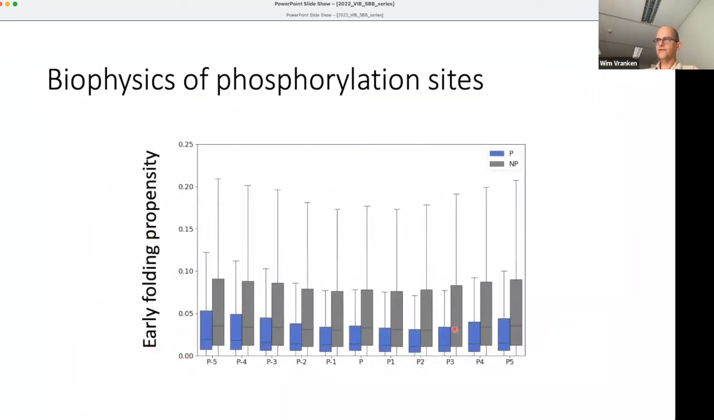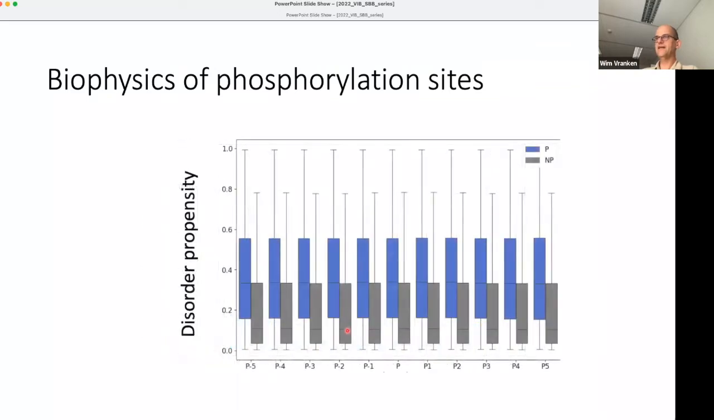The early folding signals for phosphorylated sites are much lower than the ones for non-phosphorylated sites. And disorder propensity, the same picture. So here, the sites that get phosphorylated tend to be in much more disordered regions. So this is interesting information.